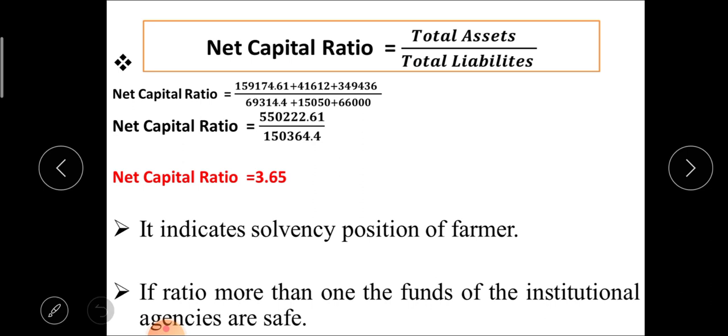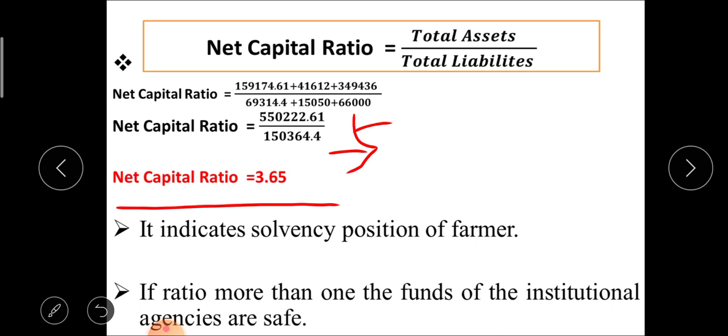After that, the third ratio is the net capital ratio. The formula for net capital ratio is equal to total assets divided by total liability. Total assets is the summation of current asset plus intermediate asset plus long term asset, whereas total liability is the summation of current liability plus intermediate liability plus long term liability. By putting the values in the formula we get the total assets and total liability, and by taking the ratio of these two we get the net capital ratio, which is 3.65.